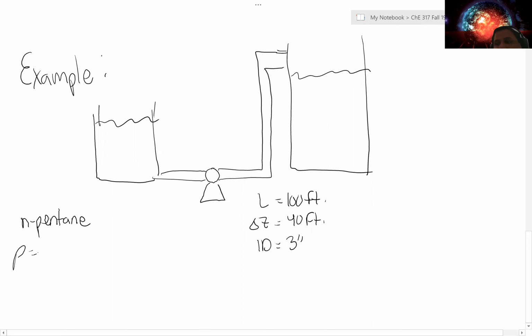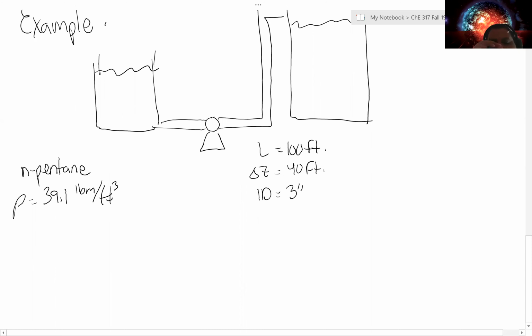which has a density, where's my, I can't remember off the top of my head. I think it's 39. In English units. Yes, it's 39.1 pound mass per cubic foot. Let me see if there's anything else we needed. A velocity provided, said it was flowing at 25 feet per second.